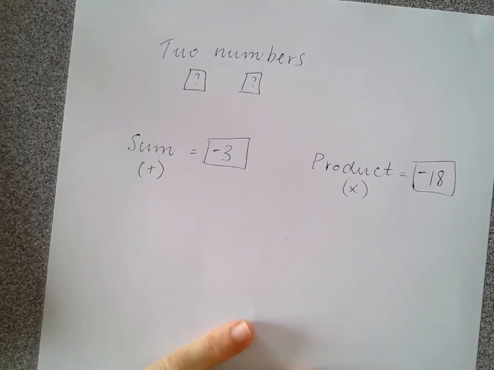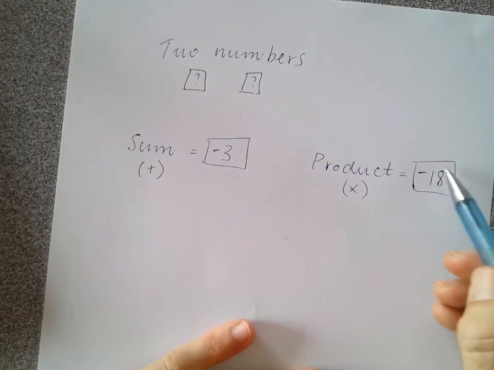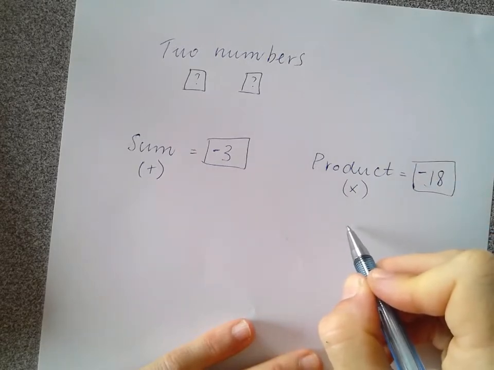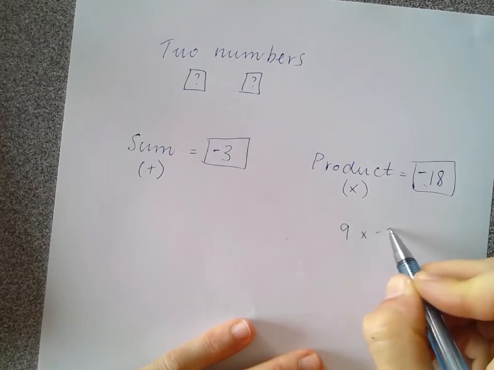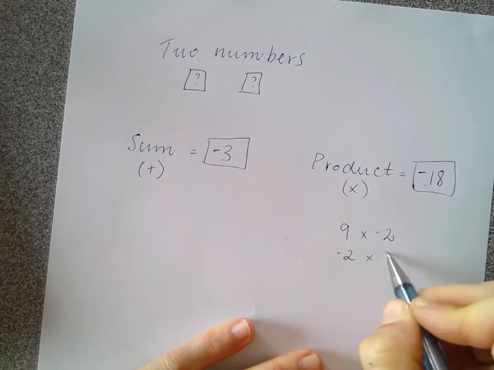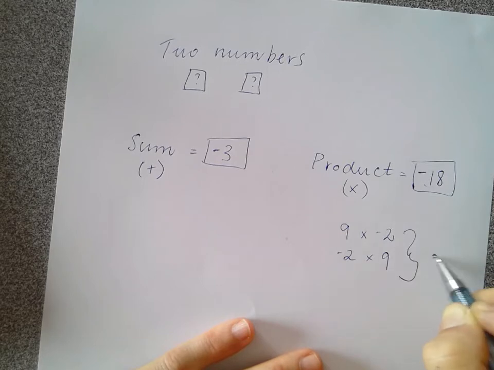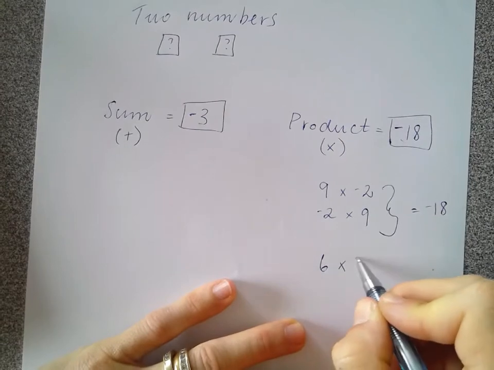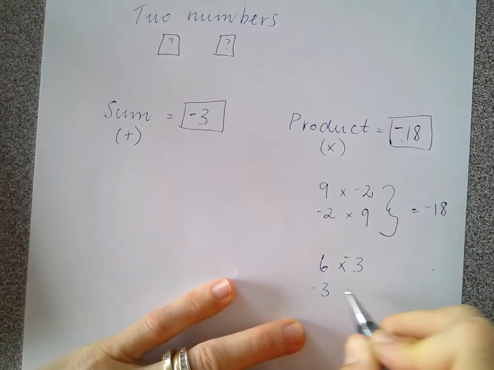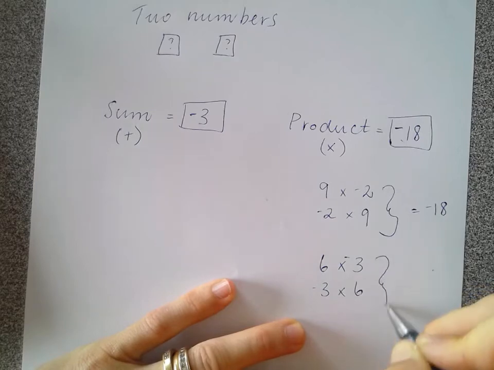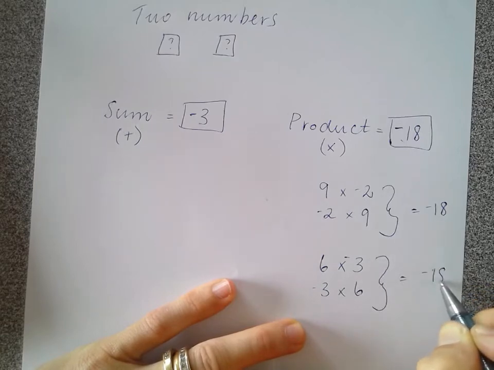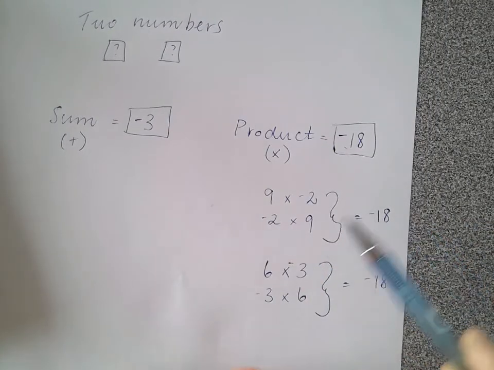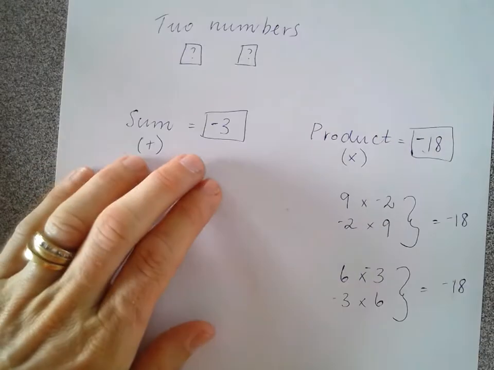For these problems, I think it's better to start with your product and work out what 18 can look like as a negative. It can look like 9 times negative 2, or negative 2 times 9, because both of those equal negative 18. I know that 6 times negative 3, or negative 3 times 6, will give me negative 18. So we need to know our options. Then we need to look at our options and say, well, what is the sum?